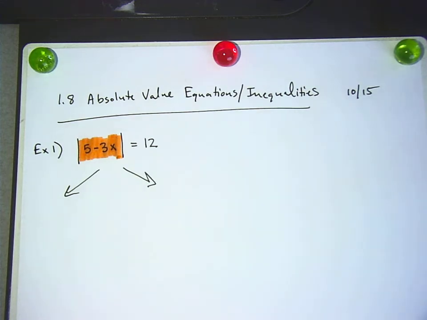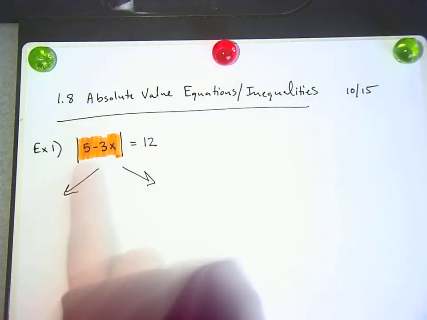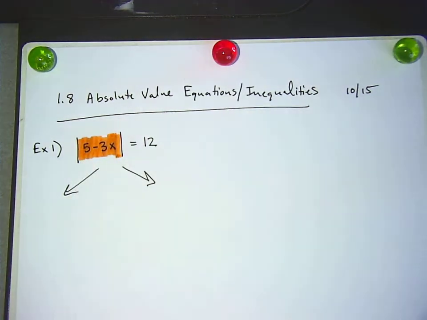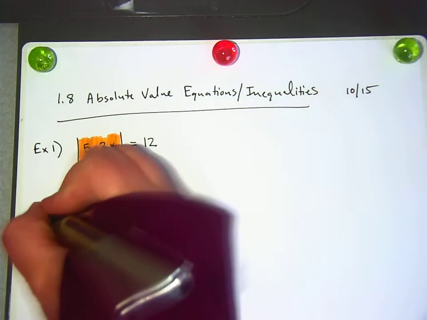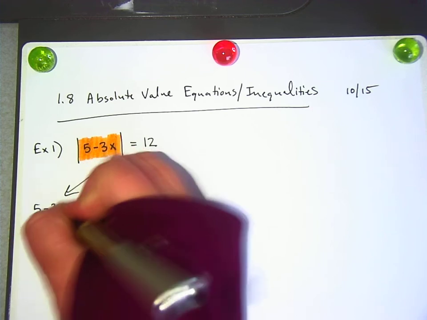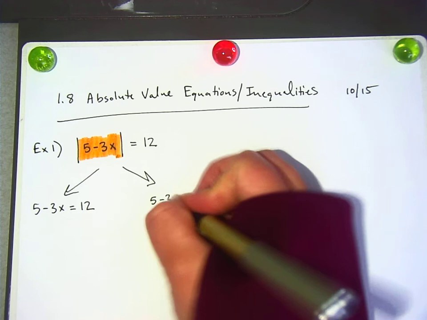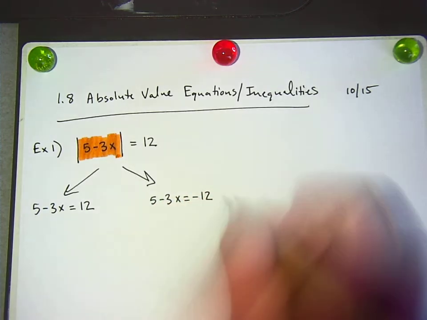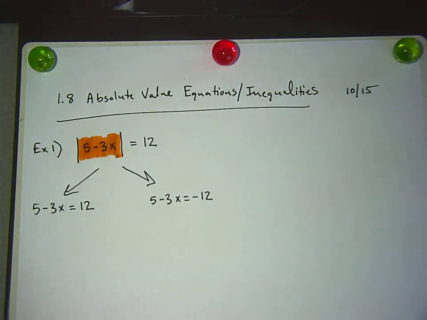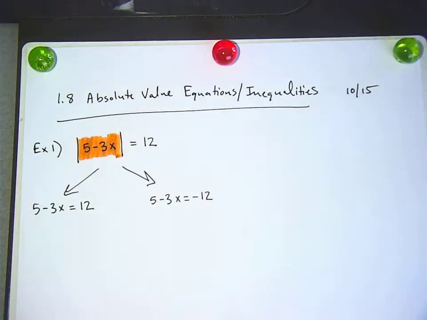Negative 12. Do you guys remember that an absolute value always makes it positive? So the stuff inside could have turned out to be positive 12, and then we kept it positive, and it goes to 12. Or the orange stuff could have been negative 12, and then we changed it. You see what I mean? So the two equations we have to write are 5 minus 3x equals 12, but also 5 minus 3x equals negative 12. Because the orange stuff could have been a positive or a negative 12. And then you just solve it like normal. So quickly solve it like normal. Don't look up until you're done.